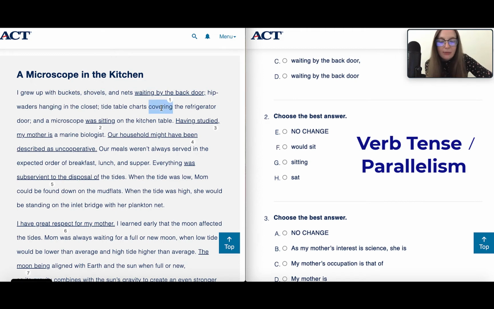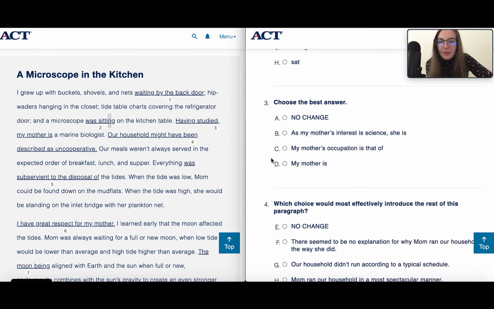So in order to keep that consistent, I have to pick the ing, which is going to be option G. If it said tide table charts were covering, hip waders were hanging, then I would consider putting a was in front of the ing verb. But because we don't see any of that, I'm just going to go with the ing sitting. All right, and then looking at question number 3.